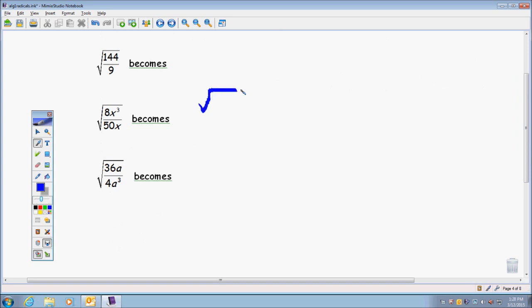All right, I'm going to write this now as radical 8x cubed over radical 50. I know you're laughing at me. Okay, there's a lot going on with this one here, so stay with me. We're going to keep this going here. We're going to simplify this.